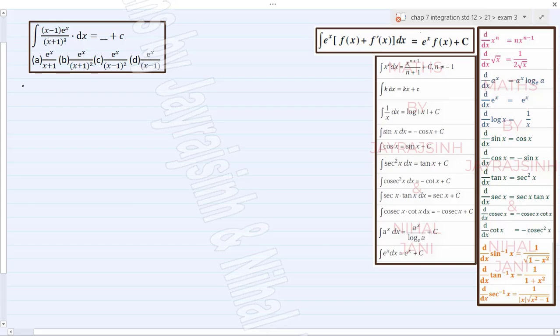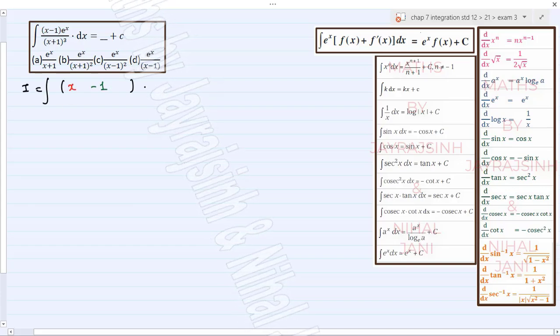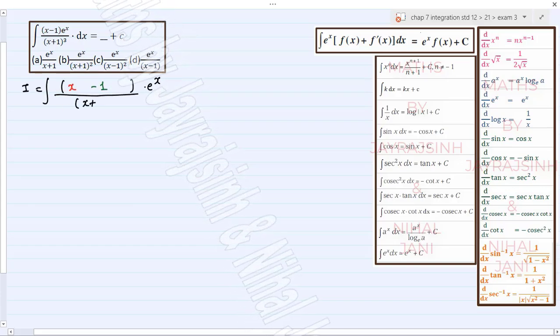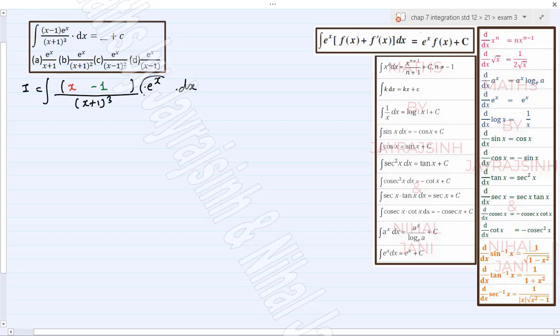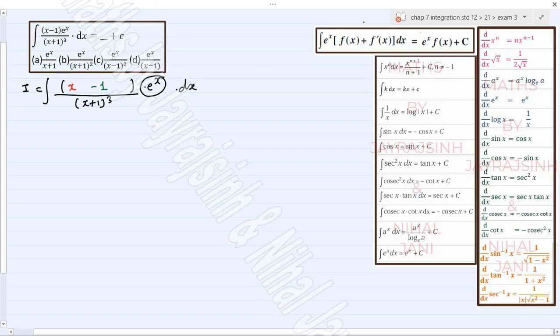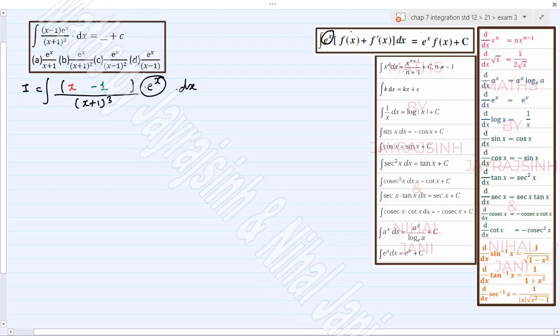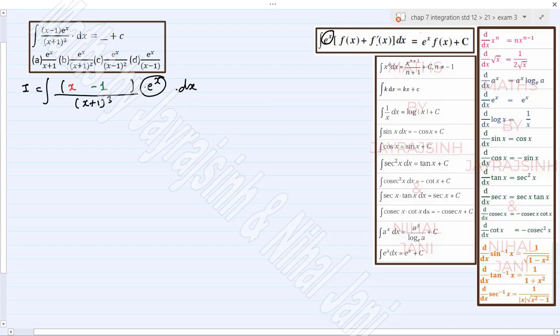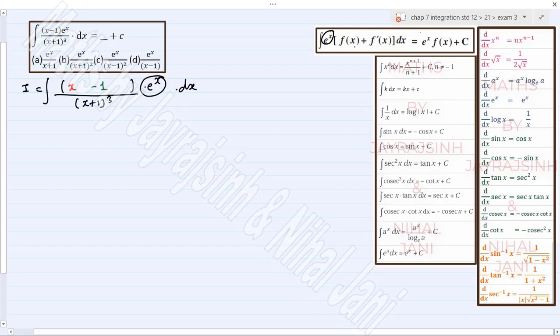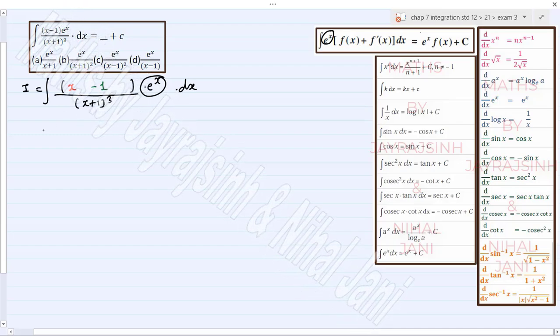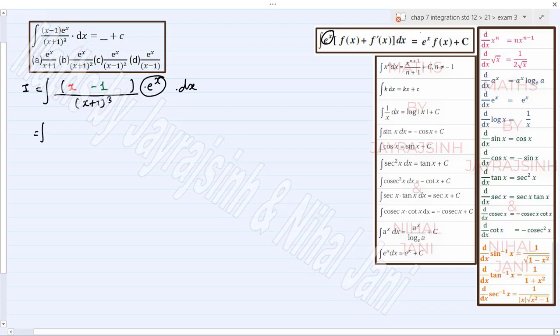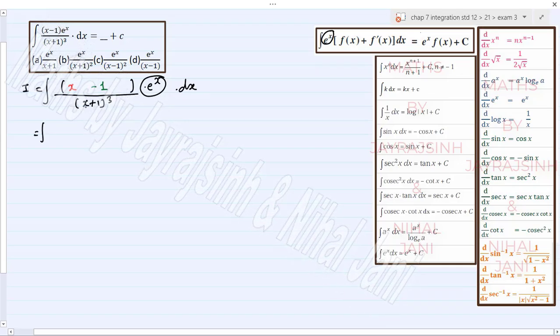Here we have to integrate (x minus 1) upon (x plus 1) the whole cube, dot e raised to x. Here this e raised to x within the multiplication of the whole function suggests that we have to use the integration of e raised to x [f(x) plus f dash x] form. Now to get f(x) plus f dash x, we have to separate our numerator. Let's try to get x plus 1 in the numerator.